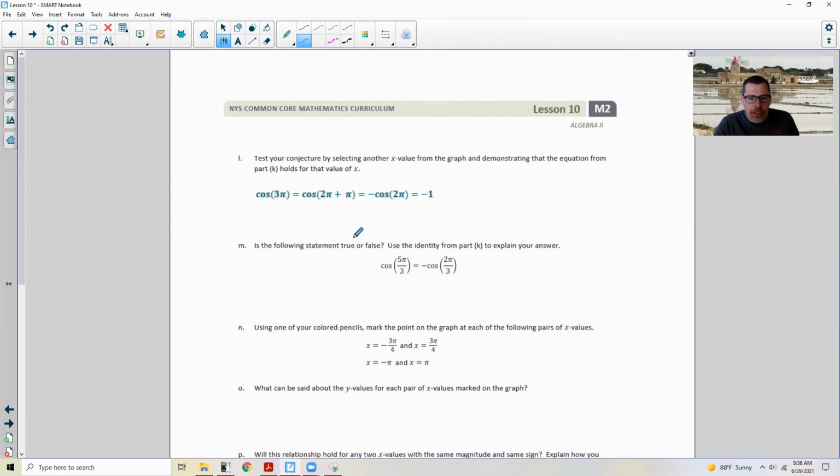M, is the following statement true or false? Use the identity from part K to explain your answer. Okay, this statement is true. The cosine of 5 pi over 3 is 3 pi over 3 plus 2 pi over 3, and 3 pi over 3 is pi. So that's where this second parentheses came from. The cosine of 2 pi over 3 plus pi. So since we're adding a pi to it, we're going to get negative cosine of 2 pi over 3.